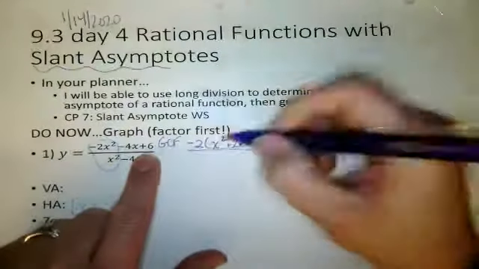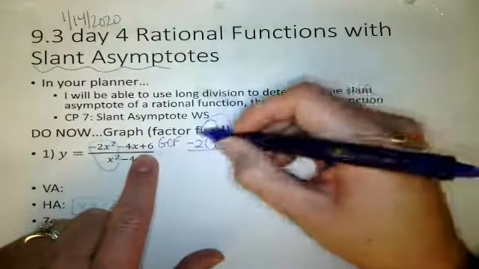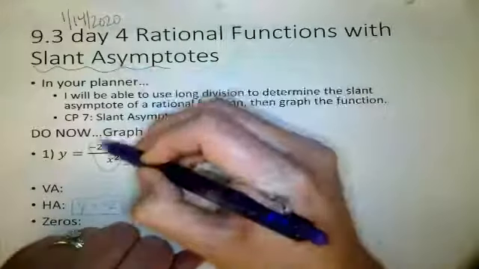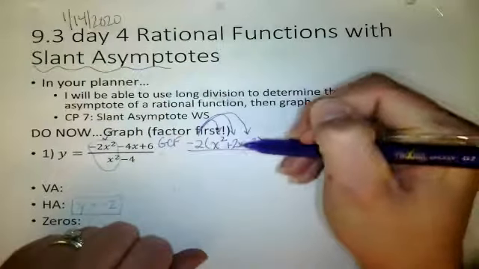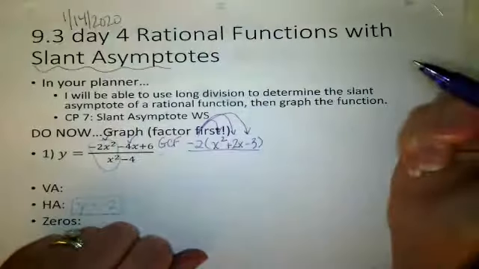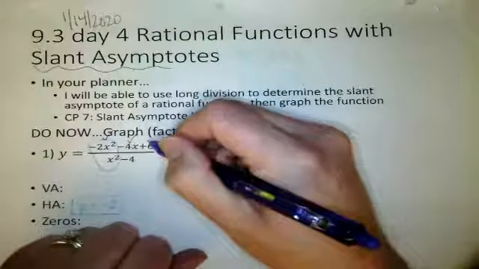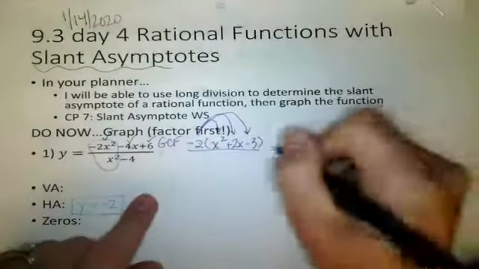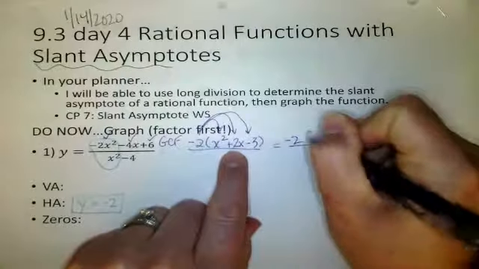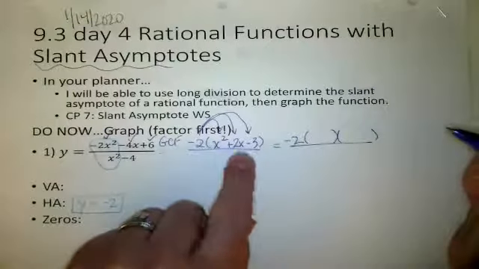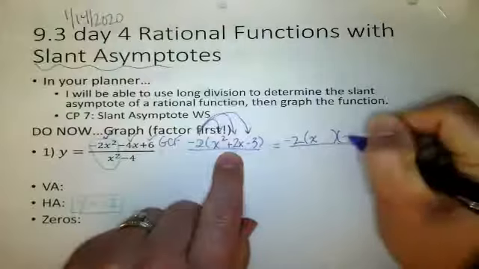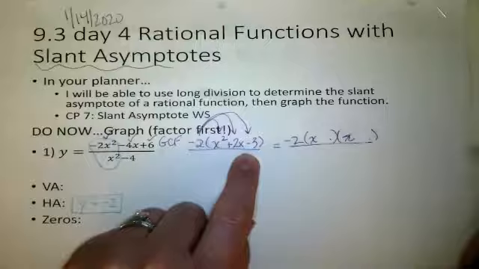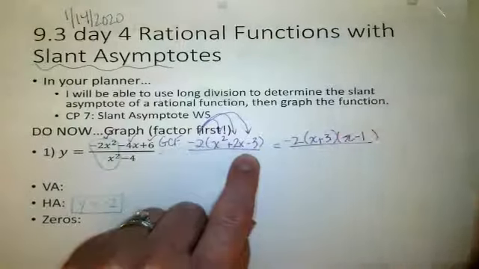How do I know I did that right? I can distribute just to double check. Negative 2 times x squared is negative 2x squared. Negative 2 times positive 2x is negative 4x. Negative 2 times negative 3 is positive 6. So you can always double check by distributing. And then I can double bubble that quadratic right there again. X times x is x squared. What times what gives me negative 3? Positive 3 and negative 1.